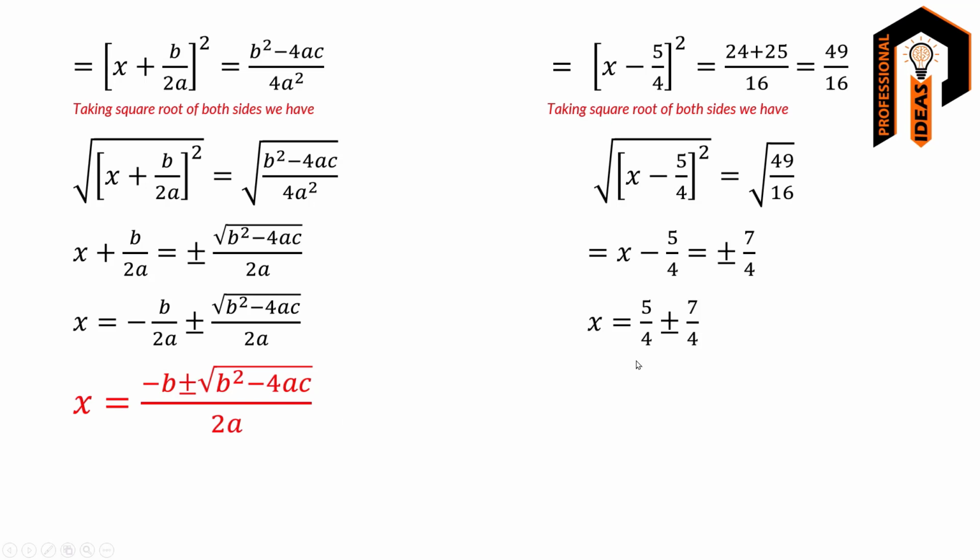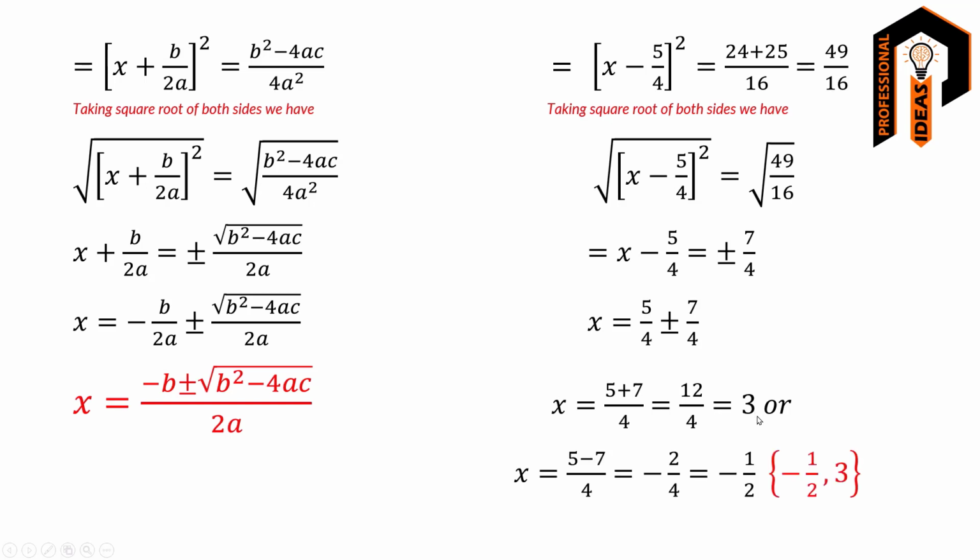and x is equal to 5 plus 7 over 4 is equal to 12 over 4 or 3, and x is equal to 5 minus 7 over 4 is equal to minus 2 over 4 is equal to minus 1 by 2. So the solution set is minus 1 by 2 or 3.